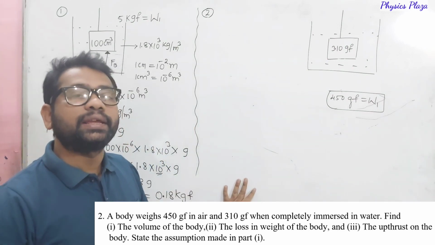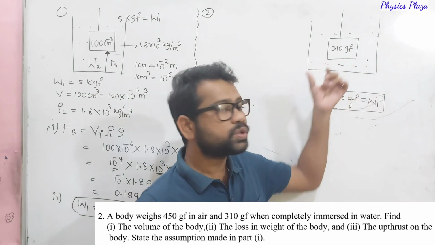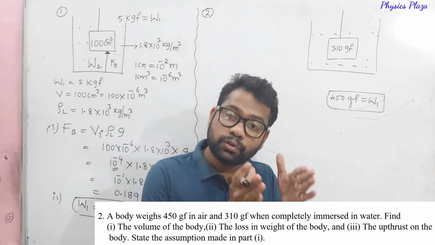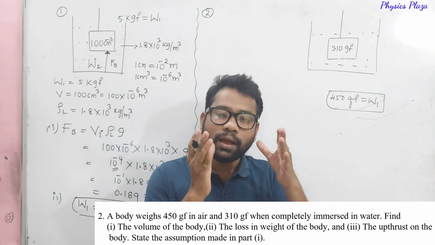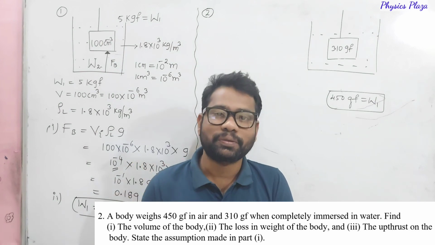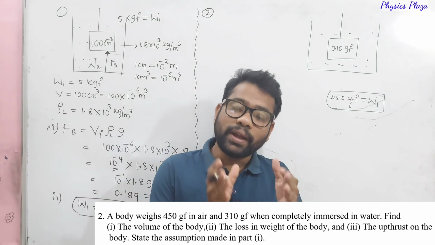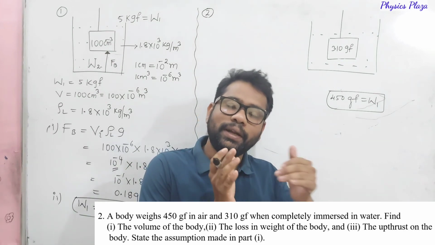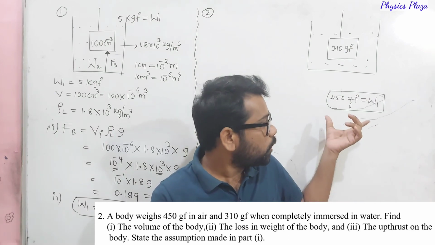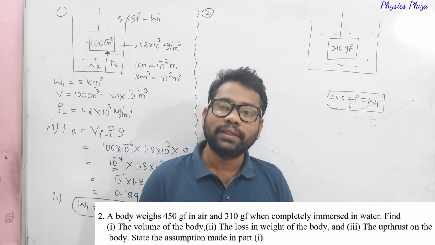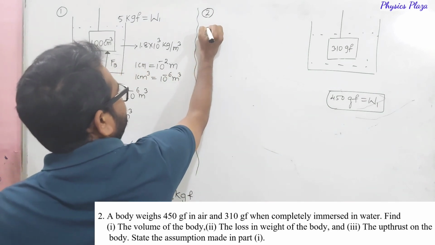Now we are asked to calculate three things here. We have to calculate the volume of the solid and the buoyant force acting on it. And the third one is the loss of weight of the body. What we do is find the volume of the body at the end. First we will calculate the apparent weight and the loss of weight, then at the end we will calculate the volume of the body. Okay, fine. First one, let us calculate here.